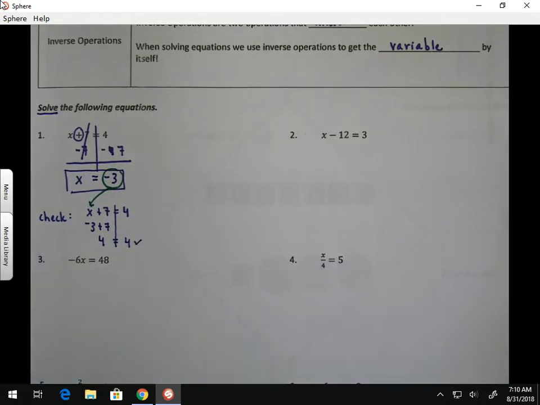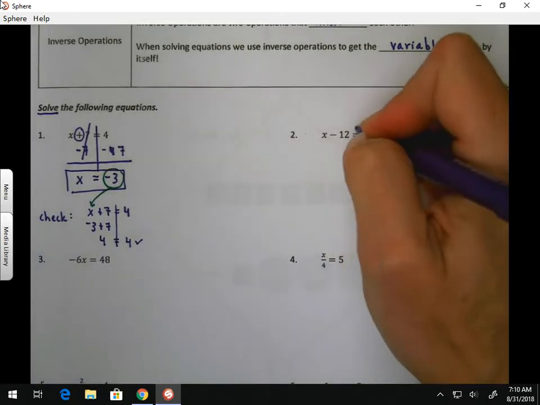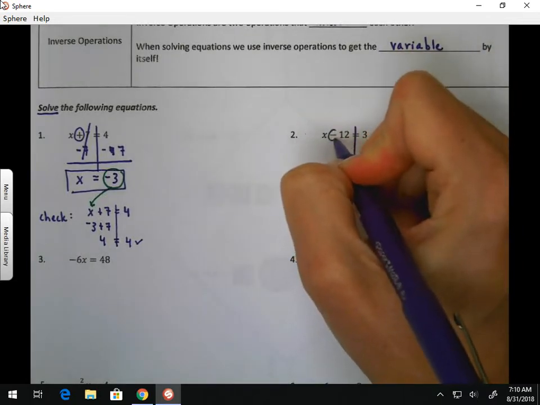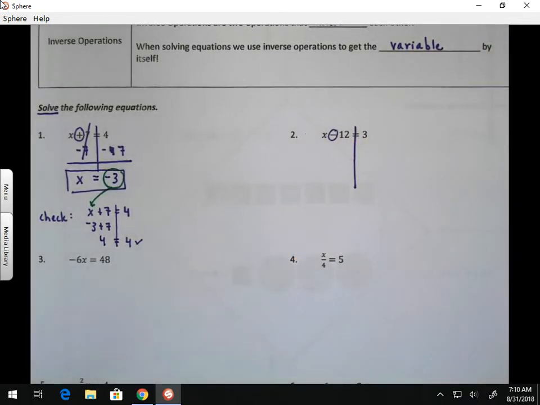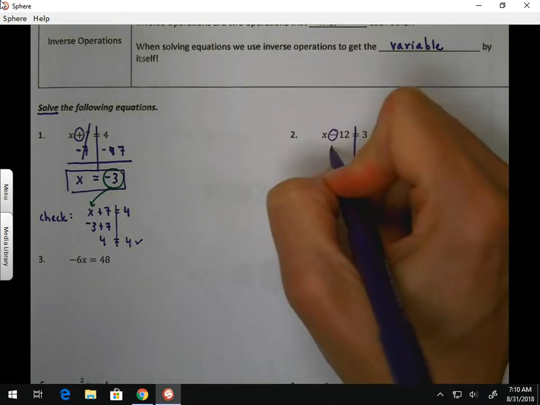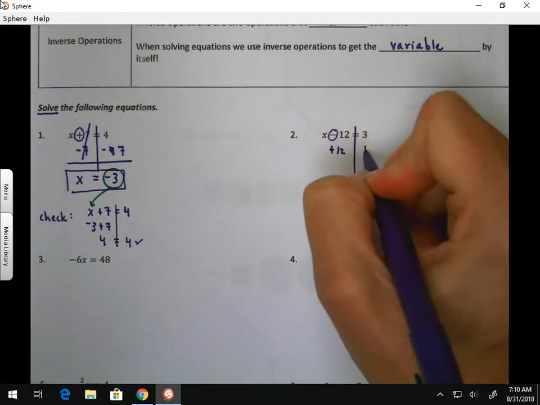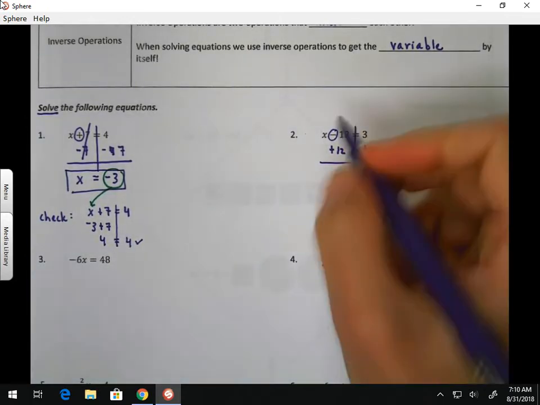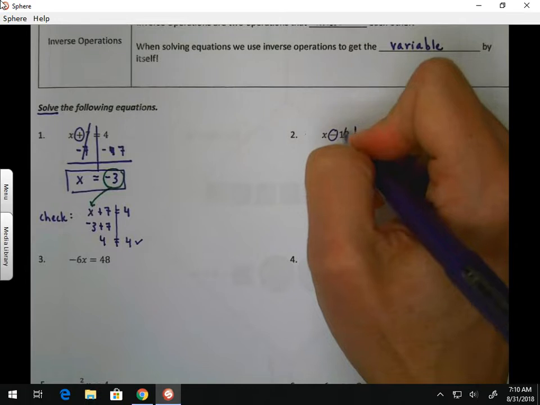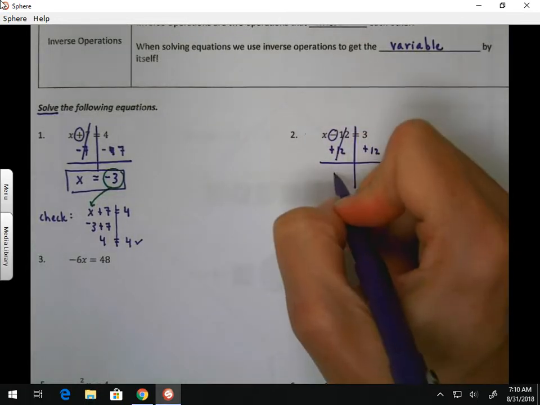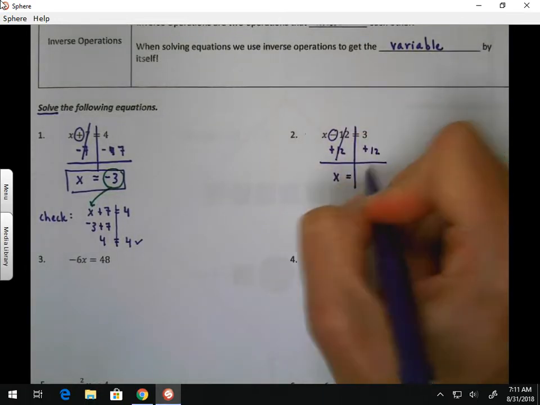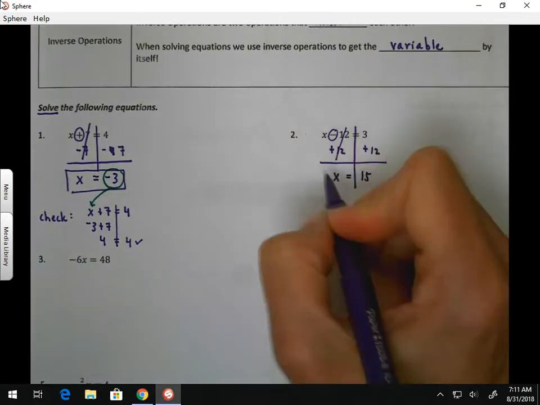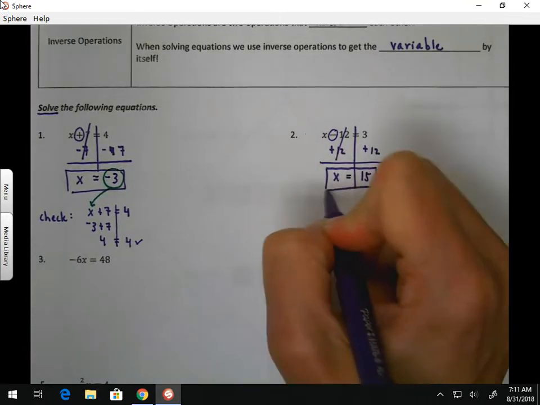Okay, so let's keep going here with number 2. I notice on the left side here, my operation is minus or subtraction. So I know I need to do the opposite. So I am going to add 12 to both sides. Now, if I did negative 12 plus 12, again, that gives me 0. That's why I can cancel that. I bring down my x, and I know 12 plus 3 is 15. So my solution is x equals 15.